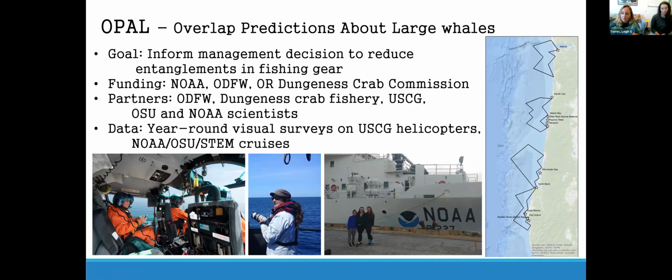But in addition to that partnership with the U.S. Coast Guard, we also put observers on ships of opportunity, such as our partnership with NOAA on their Northern California Current ecosystem cruises, as well as on STEM cruises run by Oregon Sea Grant on the Pacific Storm and other OSU research cruises as well.